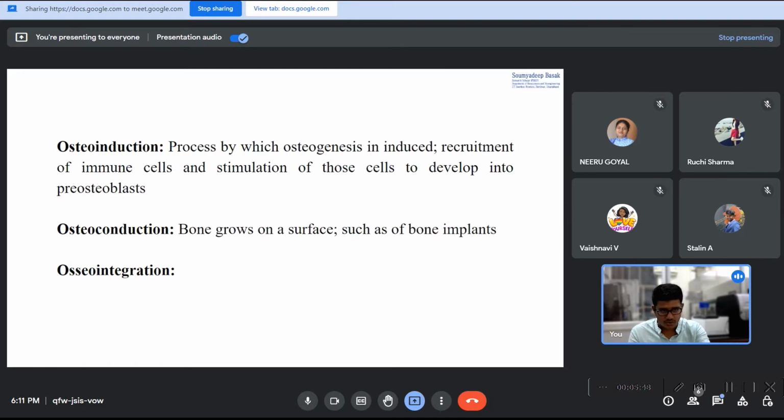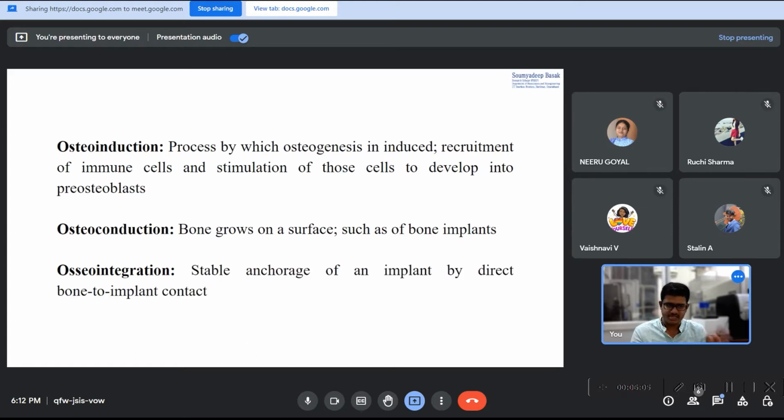And then osteoconduction comes, which means when you have an implant there, the bone cells form upon the surface of the implant. So when we are talking about implants, then we are talking about osteoconduction. Then another fact is osseointegration.